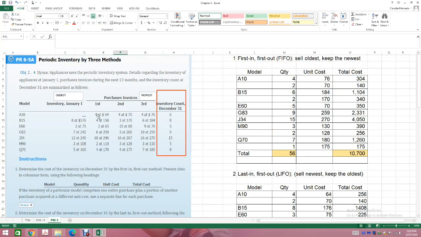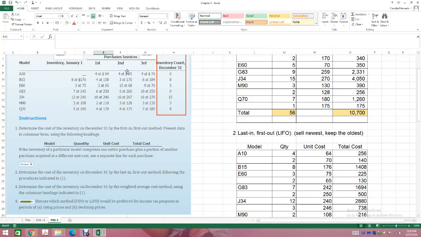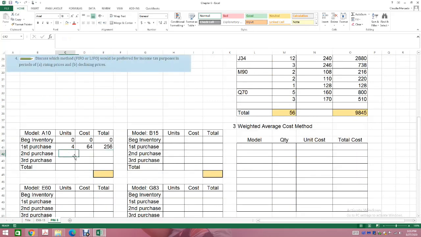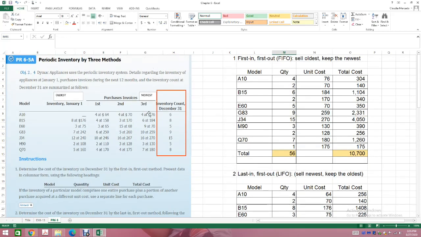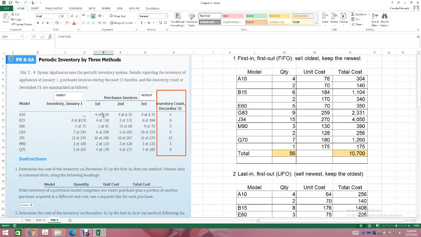Okay, for your first purchase, you've got 4 at 64. Okay, 4 at 64, and then you multiply them, and that's going to give you 256. Okay, then you've got 4 at 70. That's your second purchase, 4 at 70. Okay, that's going to give you 280. And then you have 4 at 76. Okay, 4 at 76. That gives you 304. So all I did was multiply 4 times 64, 4 times 70, 4 times 76.